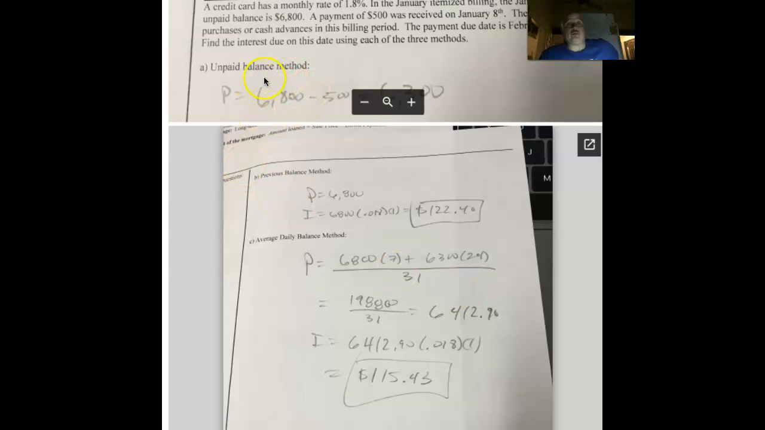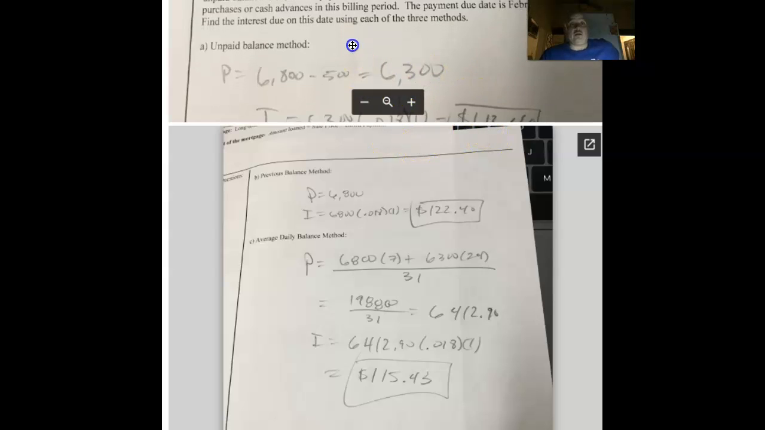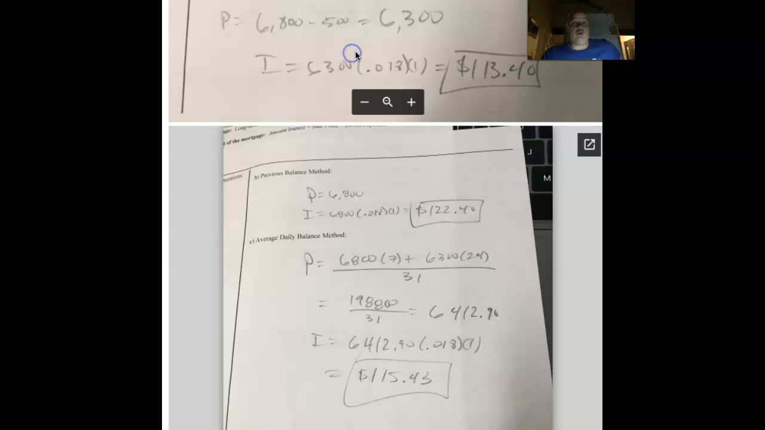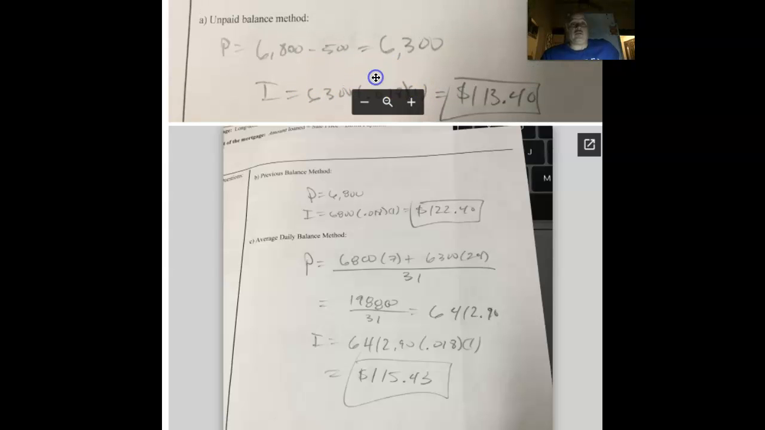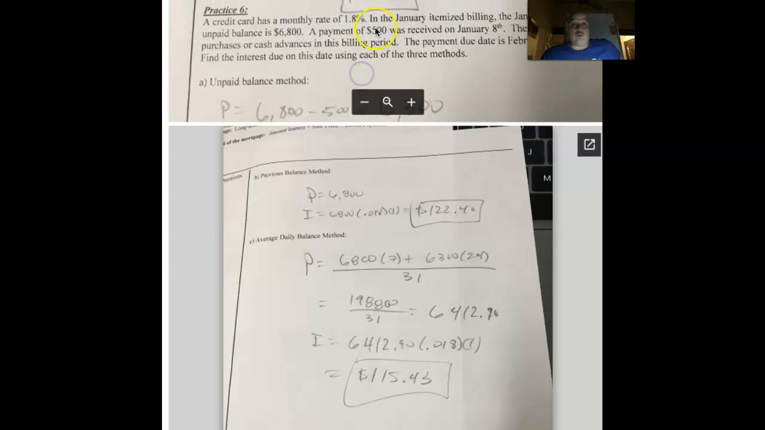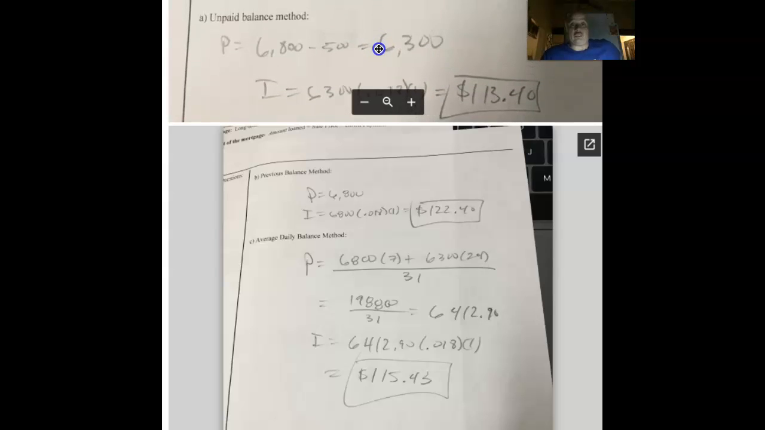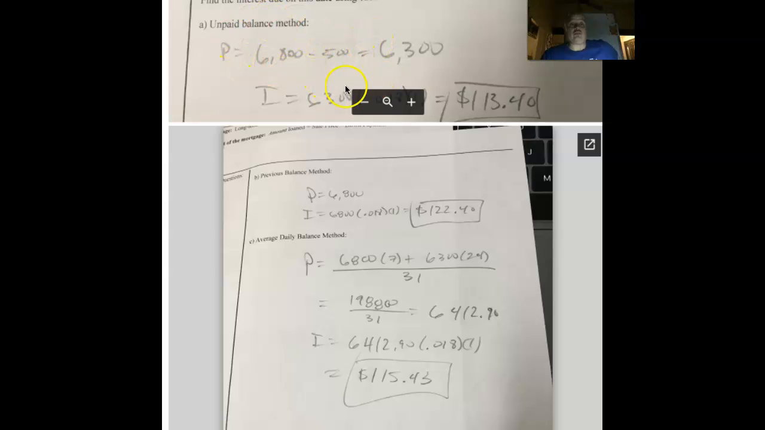So unpaid balance, remember, take the balance, subtract the payments, and you have your $6,300 on this one. And then your interest equals your principal times your rate times your time, just 1 month for most of these, or maybe all of them. So balance times the 1.8%. If you go up, you can see the rate is 1.8%. And you have the interest is $113.40 using the unpaid balance method. Previous balance method is the $6,800 without subtracting anything, in which case the interest comes to $122.40, so more than the unpaid balance method.